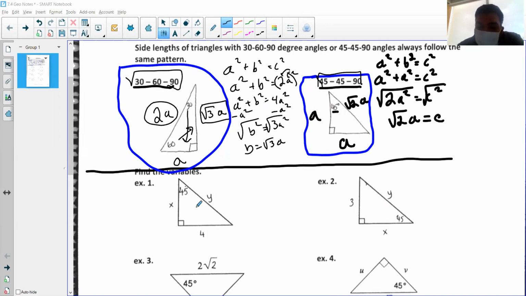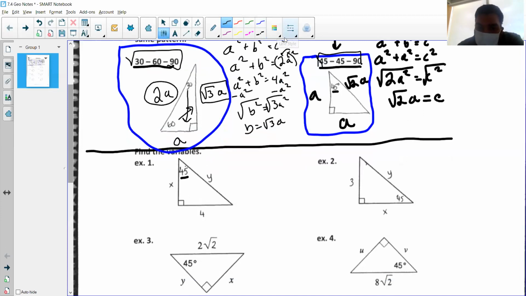One and 2 have 45 degree angles. So because it has 45 degree angles, we're going to use the 45, 45, 90. Now, how I do this problem is I'm going to label what my A's are. Since this one is across 45, this equals A. Because this one is 45 degrees, across 45, this one's an A. And because this one is across the 90, this one is root 2A. So we're going to find one piece at a time.